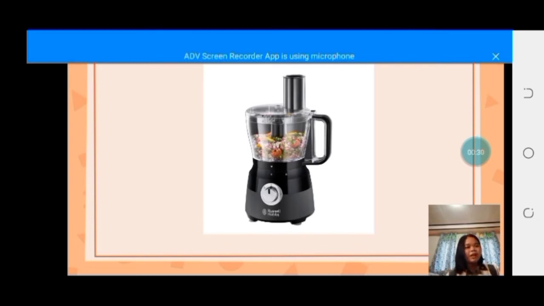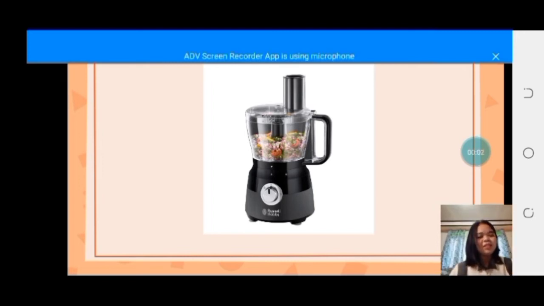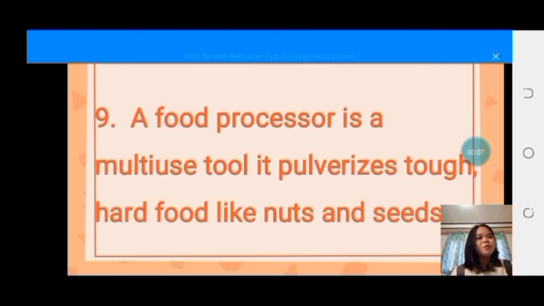So how about this, class? Yes, very good. It is a blender. How about this, class? Okay, very good. A blender, a food processor, is a multi-use tool for beverages and hard food like nuts and seeds. So class, a blender is for hard food. So if you want to process nuts, you must use it.